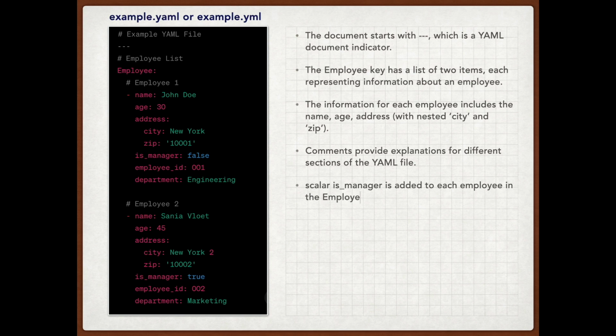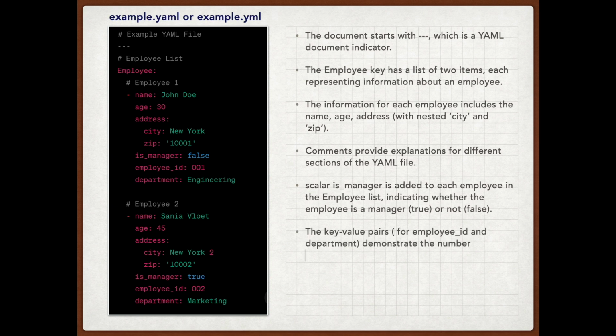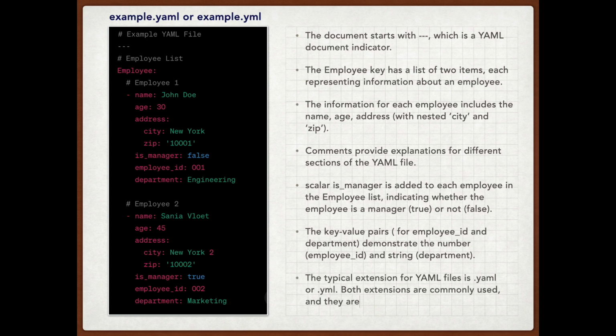Scalar is_manager is added to each employee in the employee list, indicating whether the employee is a manager, true, or not, false. The key-value pairs for employee_ID and department demonstrate the number, employee_ID, and string, department. The typical extension for YAML files is .yaml or .yml. Both extensions are commonly used, and they are interchangeable.